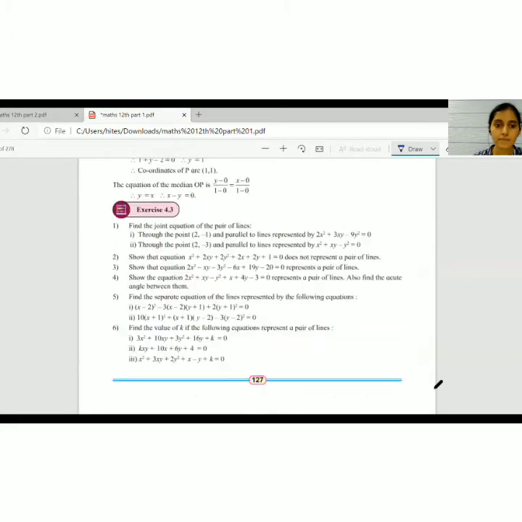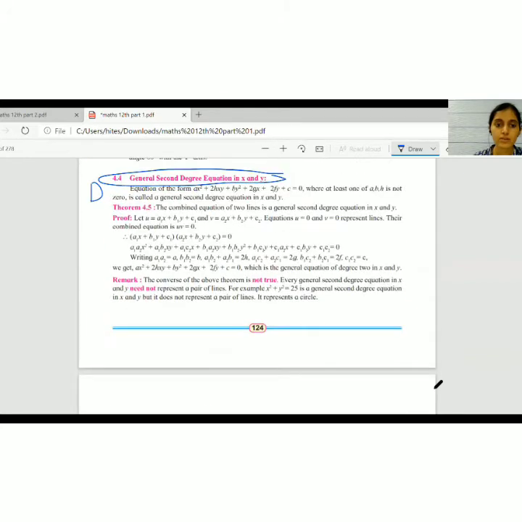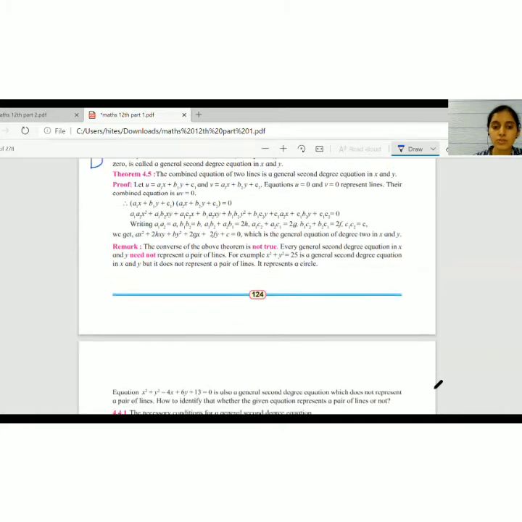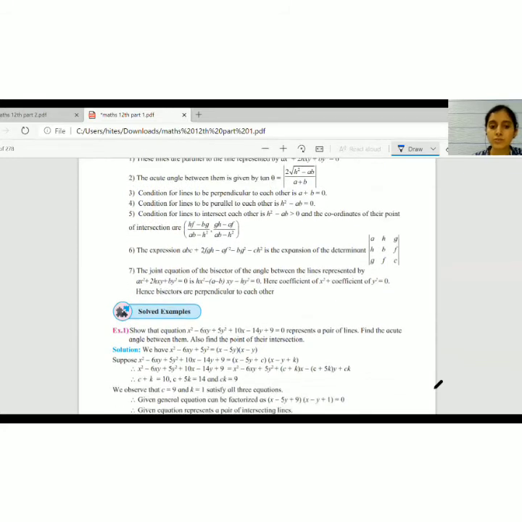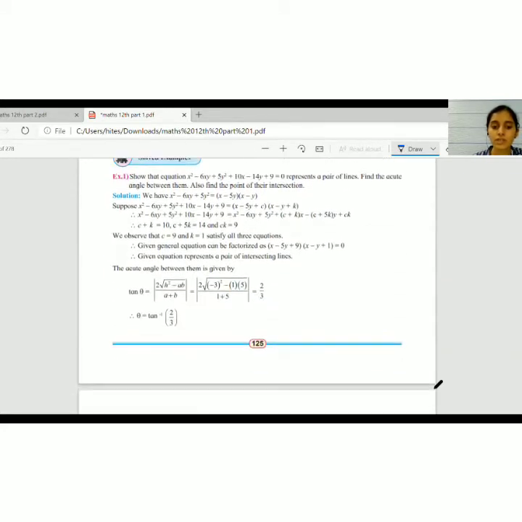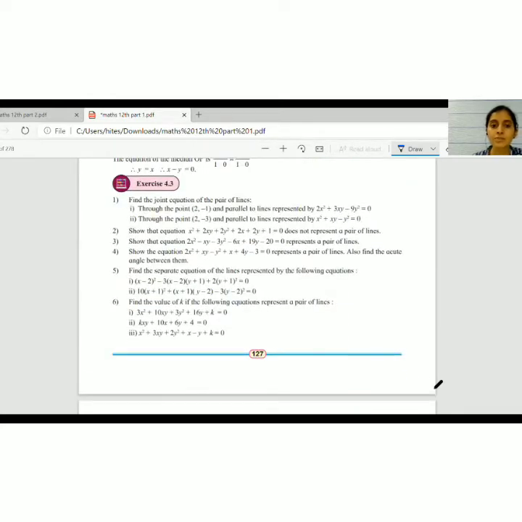Here, 4.4, general second degree equation in x and y. Okay, this is not included, this is deleted, or you can say it's in a non-evaluative section of your syllabus. I would suggest you only go through this topic, though it is non-evaluative. We may not stress too much on the sums of it or the topics covered under it. So everything below this would be non-evaluative. All the examples as well as exercise 4.3, which includes second degree equations, will be non-evaluative.